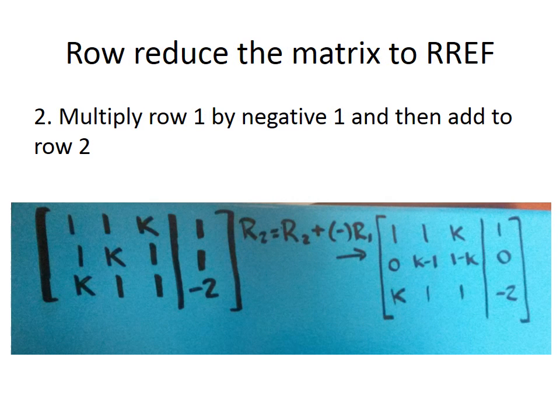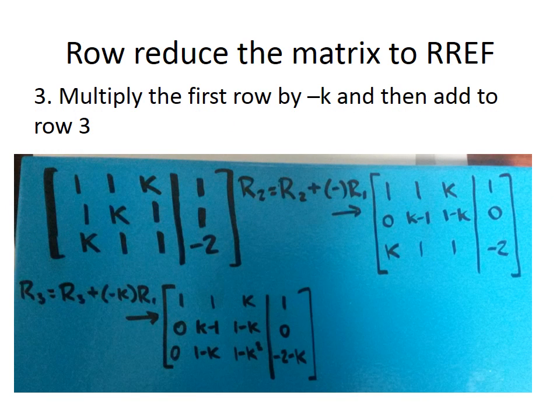Okay, so now we need to row reduce the matrix to RREF. We have a leading 1 in row 1, column 1 of the matrix already, so the next two steps are going to be to make zeros for row 2, column 1, and row 3, column 1. So to do this, we need to multiply row 1 by -1 and then add to row 2.